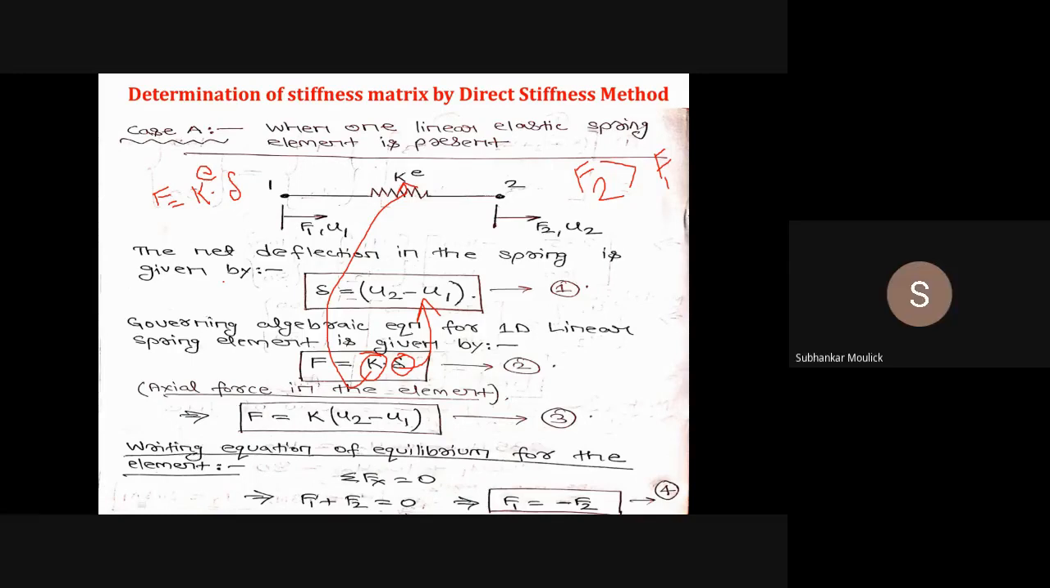Fine. Since we have found the value of delta, we can substitute it over here. The final expression of F becomes F is equal to K E, the stiffness of this particular element, into delta. Delta is U2 minus U1. So I will get equation number 3, that is F is equal to K into U2 minus U1. Is it okay? Other people, please respond whether it is clear or not.